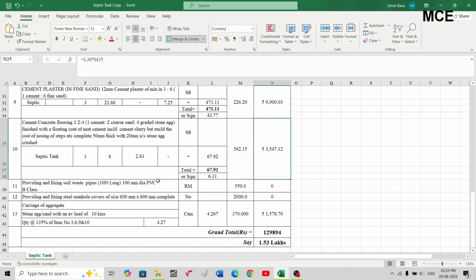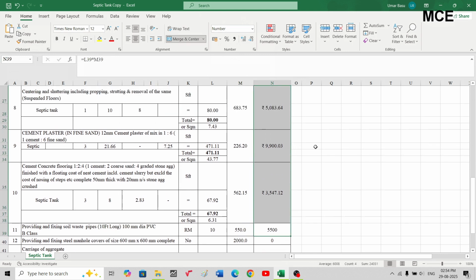Okay, next you have to provide some soil waste pipes for this septic tank of the 100 mm PVC class B, and for this item the rate is in running meters. So at least you will require up to 10 meters of waste pipes. The rate for this item is 550 Indian rupees per running meter, so the total will be 5,500 Indian rupees.